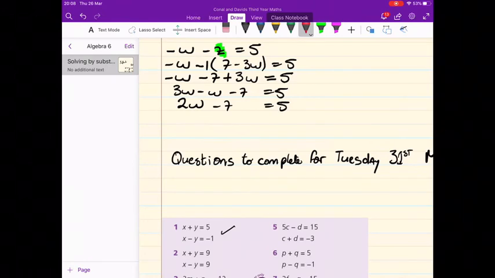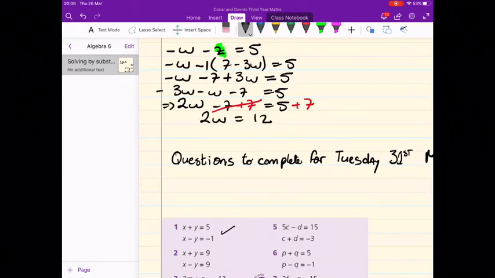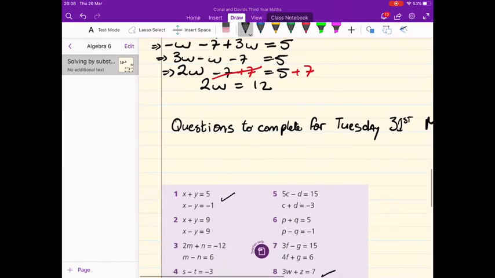That minus 7, we want variables on one side of the equation and numbers on the other. So now we're going to add 7 on the left-hand side. That'll cancel out the negative 7. But to do that, we have to add 7 to the other side of the equation as well. So now we have 2w is equal to 12. Now we're almost there at this point.